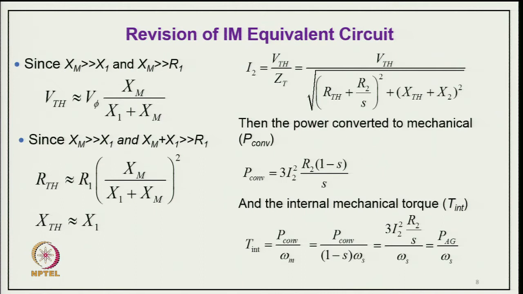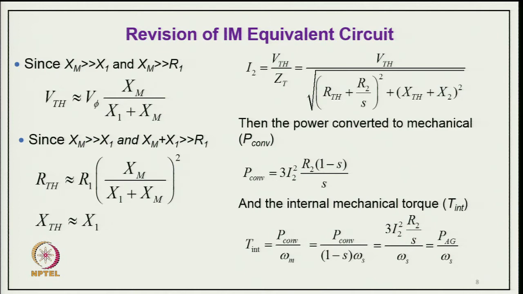So, now we can find out the total current in the circuit, which is only I2, that is Vth by Zt, and Zt is now square root of Rth plus R2 by S whole square plus Xth plus X2 whole square. Then the power converted to mechanical output will be P converted equals 3 I2 square R2 times (1 minus S) upon S, and the internal mechanical torque, or developed torque, will be T, that is the P converted after the losses in the rotor, divided by omega m.